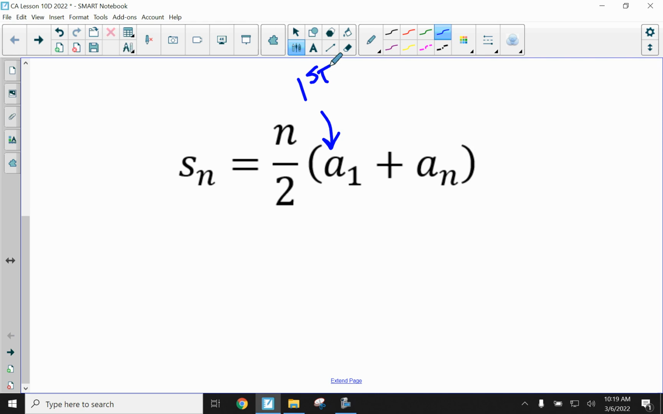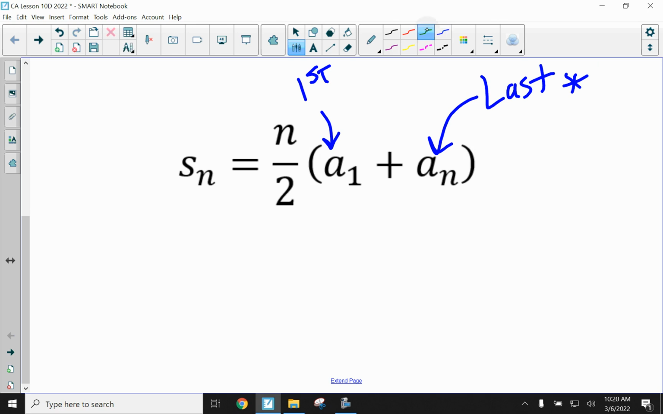The thing that's kind of different about this formula is they actually ask you for the last term of the sequence. So this is the last number. If they asked us to find the sum of 25 numbers, we would have to find the 25th number. Unfortunately, they don't give us that last number a lot of times, so we'll have to use a different formula to find it first.